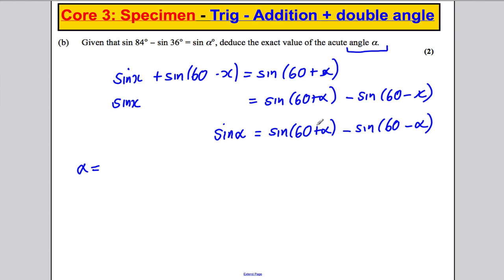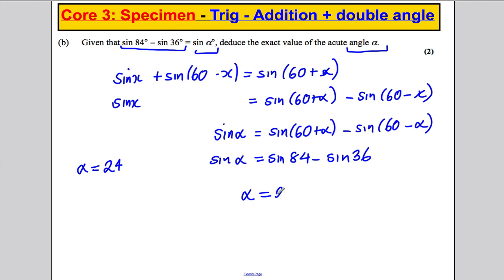Now, if you let your alpha equal 24, then we would have sine alpha is equal to sine 84 subtract sine 36, just by substituting in 24 here. And we are told that sine 84 minus sine 36 is equal to this sine alpha. So what is the value of alpha? Alpha, therefore, must be equal to 24.